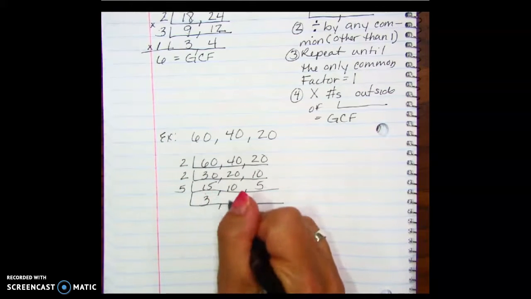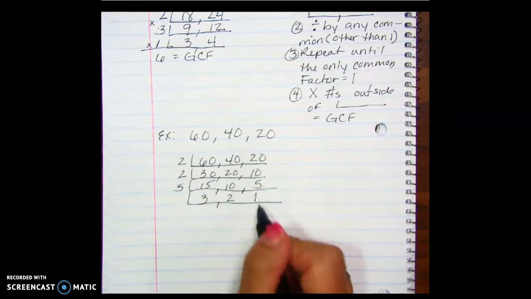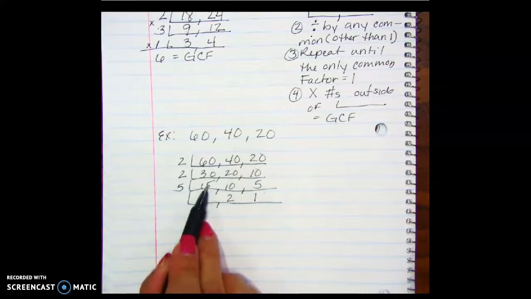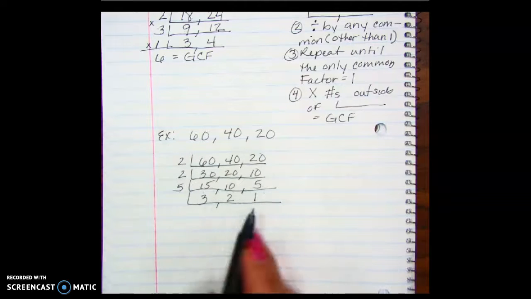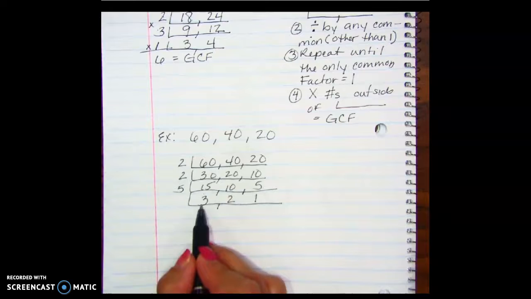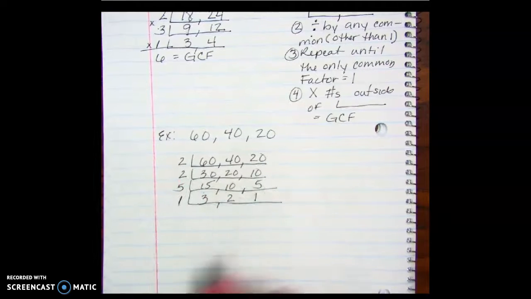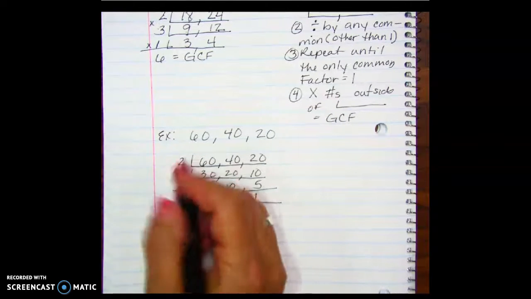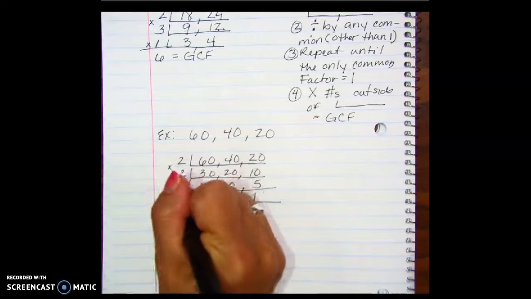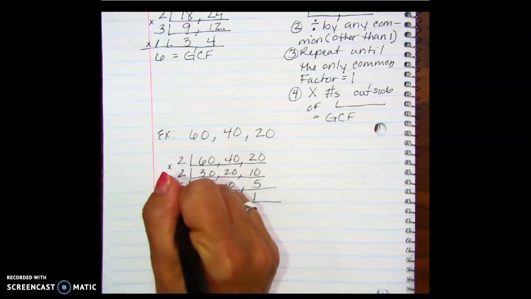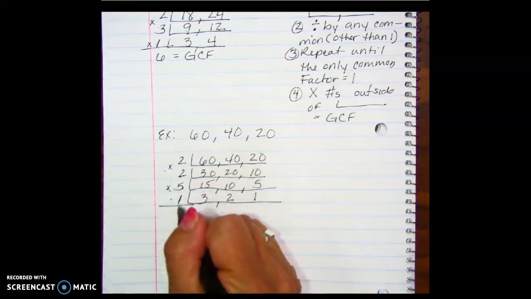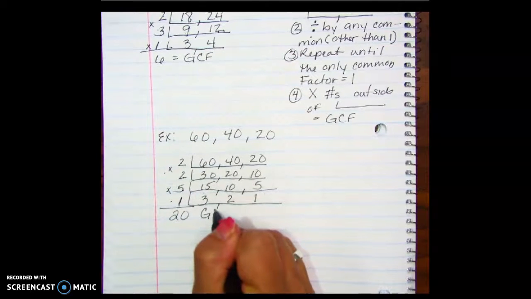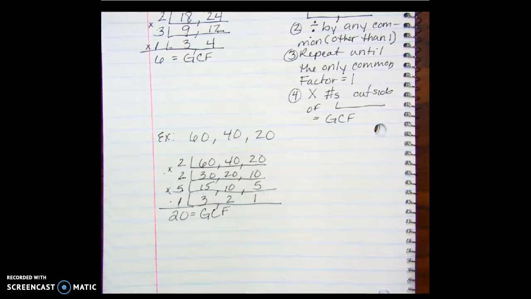3, 2, 1. My common factor, how did I get that? 5 goes into 15 3 times. 5 goes into 10 2 times. 5 goes into 5 1 time. The common factor between 3, 2, and 1 is 1. They are all prime, so you only have 1. And now I multiply. 2 times 2 is 4. 4 times 5 is 20. 20 times 1 is 20. My greatest common factor is 20. And there you have it.